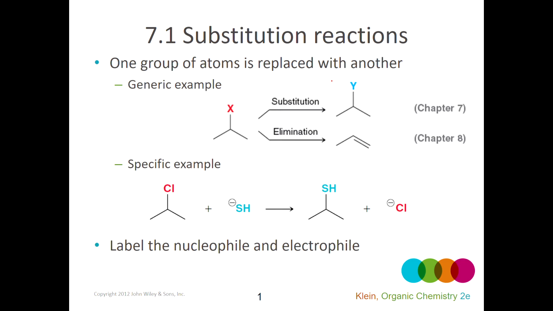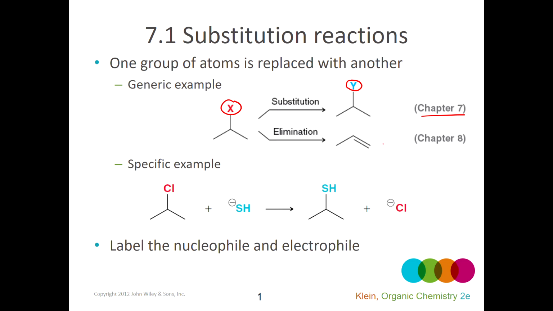So one common type of simple reaction is called a substitution reaction. And that's where some atom or grouping of atoms is lost and replaced with an atom or grouping of atoms. And that's what we're going to be covering in this chapter.